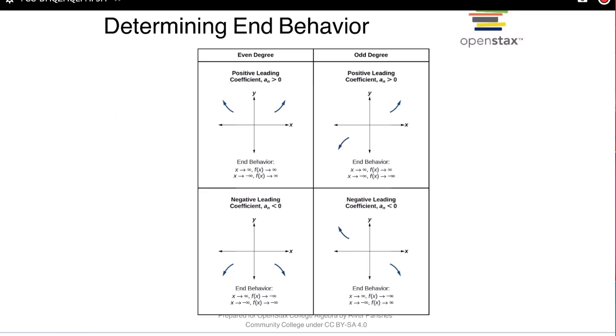Then the left behavior is determined by the even or odd degree. So A determines the right behavior, and the left behavior is determined by whether the degree is even or odd. What that means is if it's even, the end behaviors point in the same direction. So if the right approaches positive infinity, then the left will also approach positive infinity. If it's odd, they approach different directions. So this little slide here should help you. And again, that was a review.